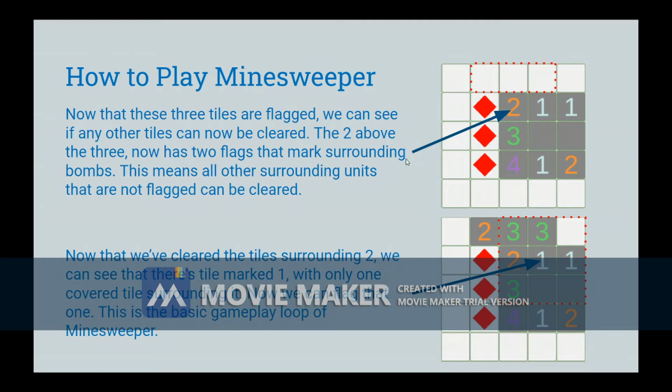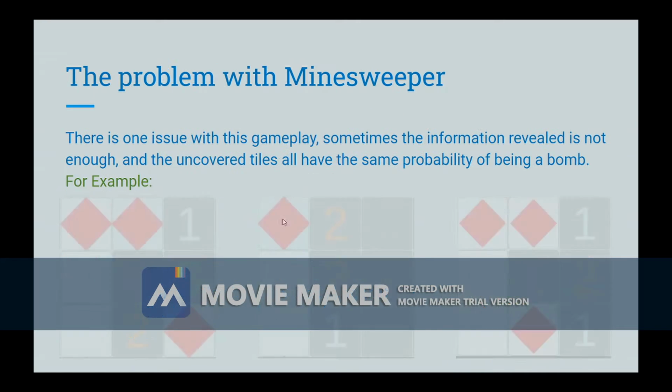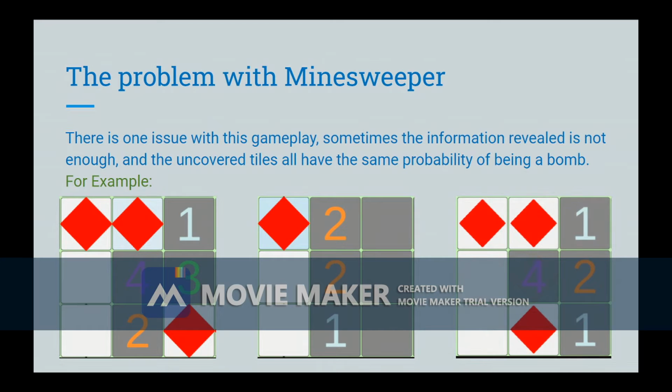Once those are flagged, you can then see that this square that has 2 surrounding bombs, we've already flagged the 2 surrounding bombs that it has. So we can now clear these 3. Now that we've cleared those surrounding the 2, we can see that the 1 also has 1 bomb surrounding it, and we only have 1 tile surrounding it. So we can now use this process of elimination to flag this one, and so on until you get a win state. The problem with Minesweeper is sometimes it is impossible to solve.